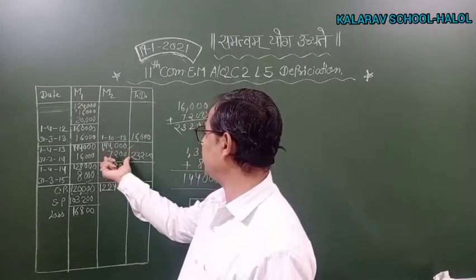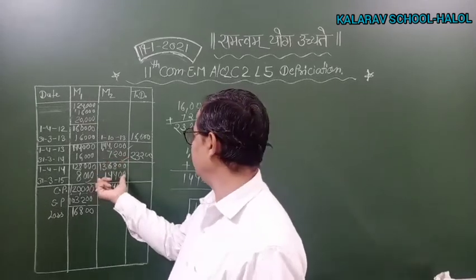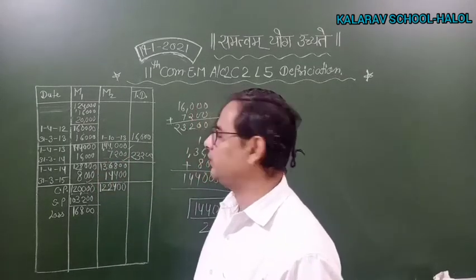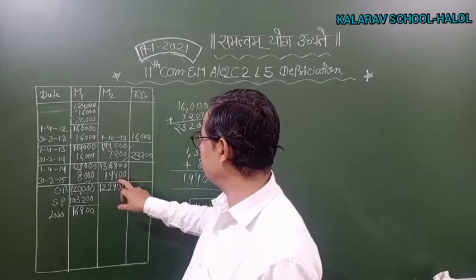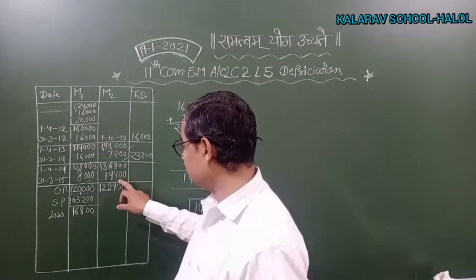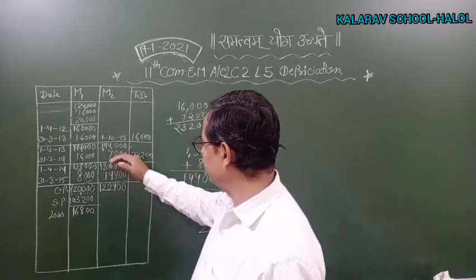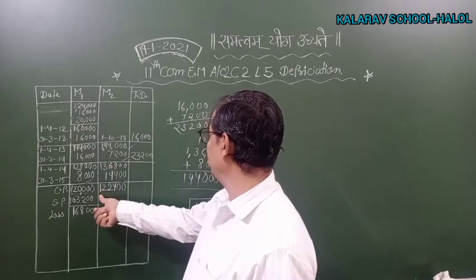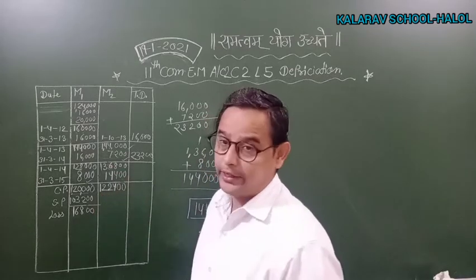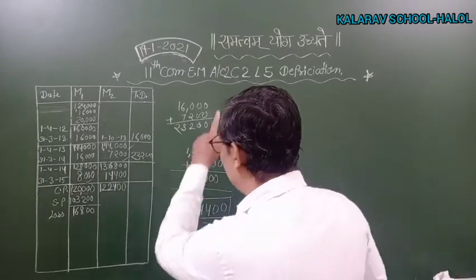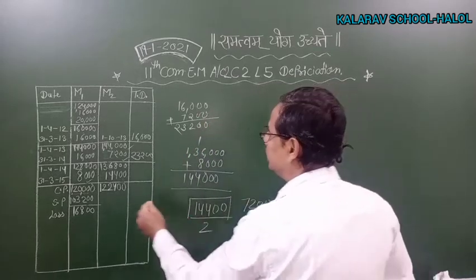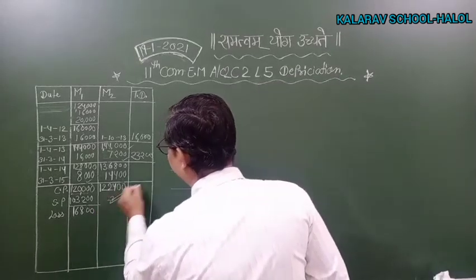So half year is 7,200. The full year is 14,400. So this much is your entire year depreciation. Now you will deduct it. You will get 1,22,400. It means when you solve or you will make the machinery account, your final amount should come this much.